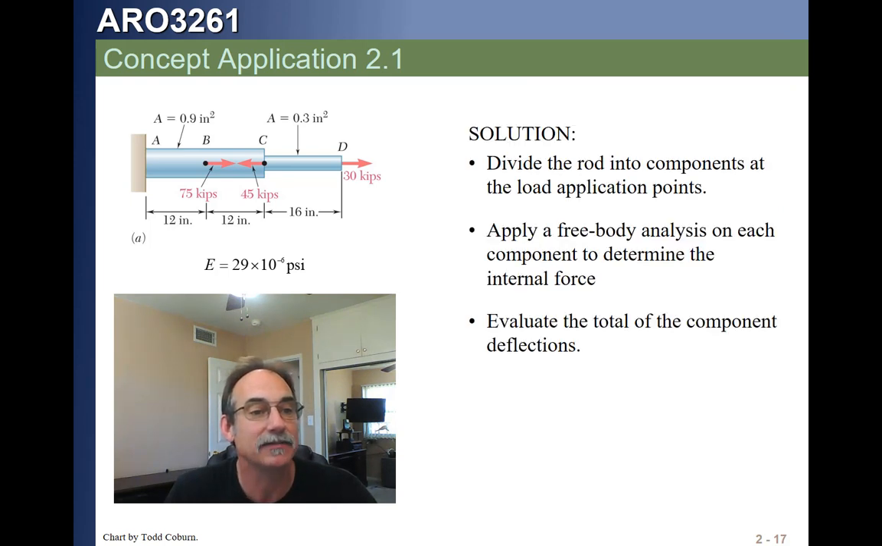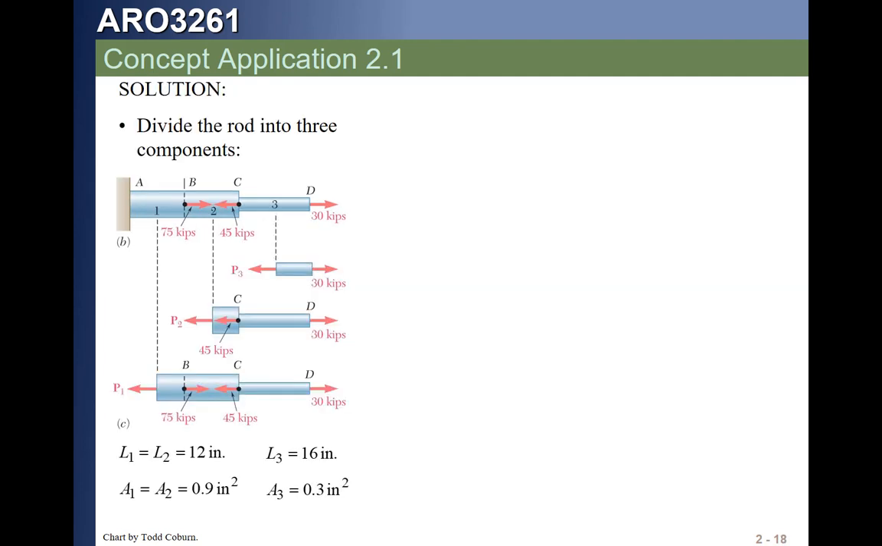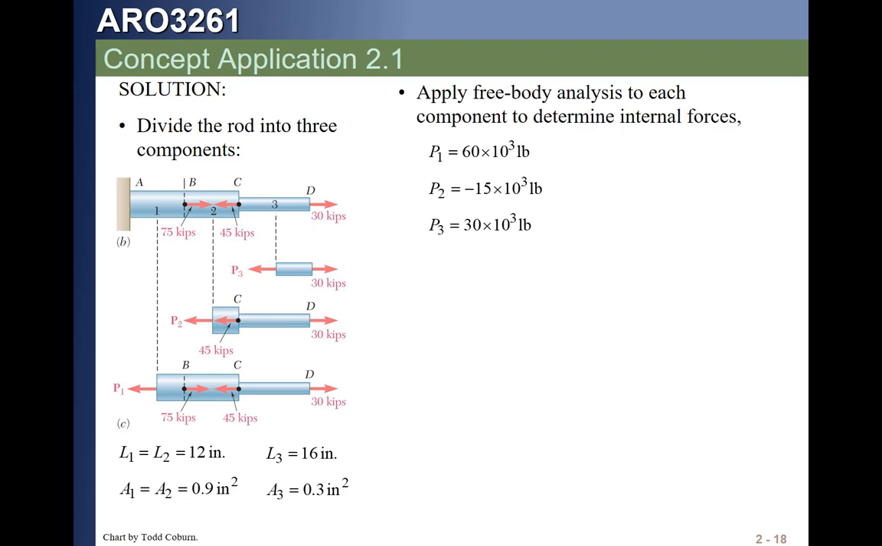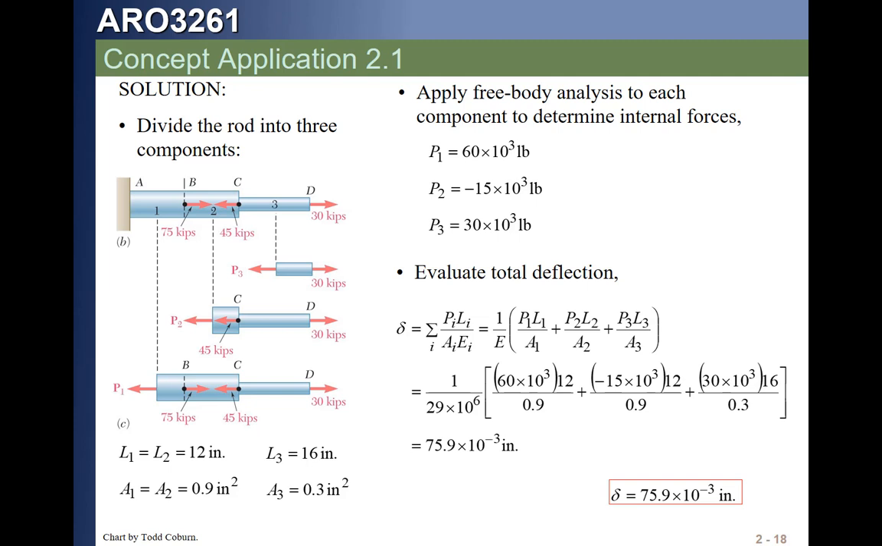And if we look here, we see it done numerically. We got the length of each section shown, the area of each section calculated. We calculate the force in each member. From D to C, it's 30 kips. From C to B, it's 30 minus 45, so it's minus 15. And then from B to A, it's adding another 75. So that gives us up to, what, 60? Then we take our 3 pieces, we sum those up as done here, and we get the total deflection. Pretty straightforward.